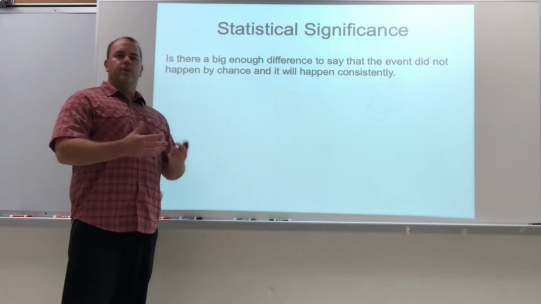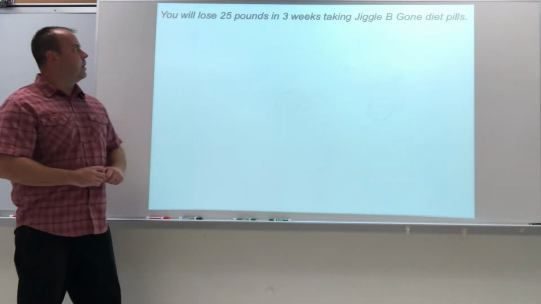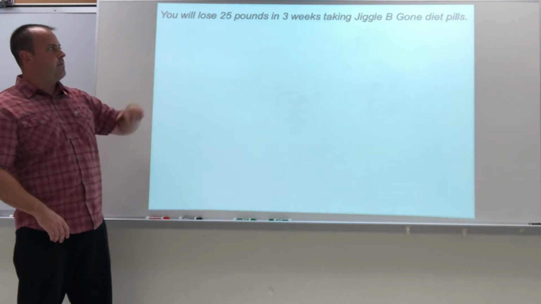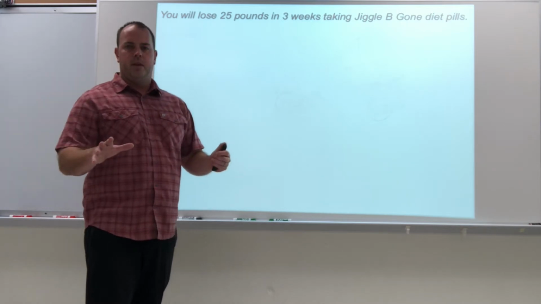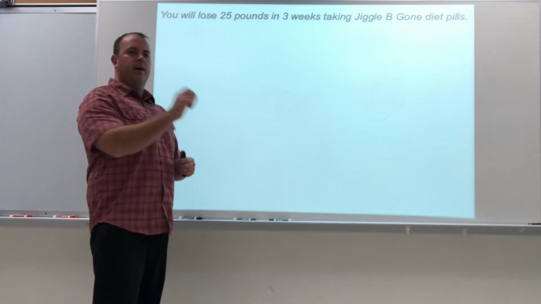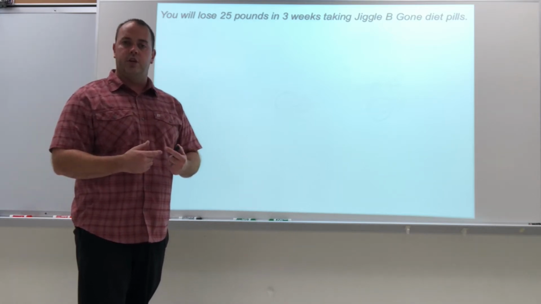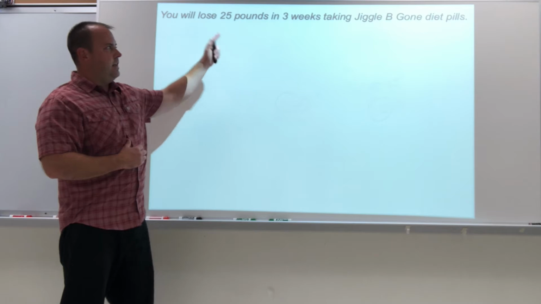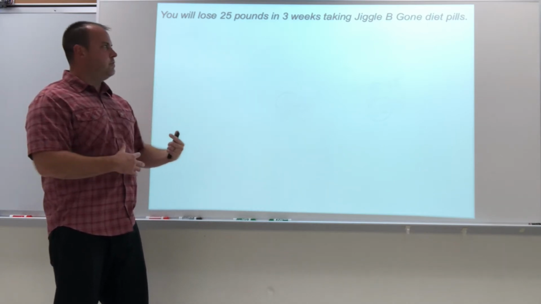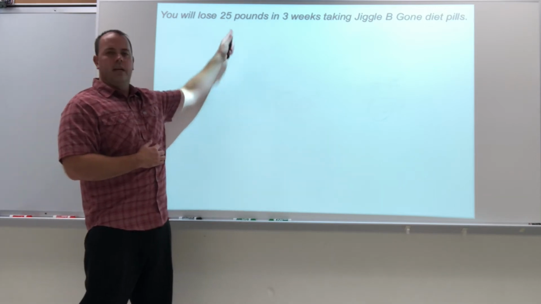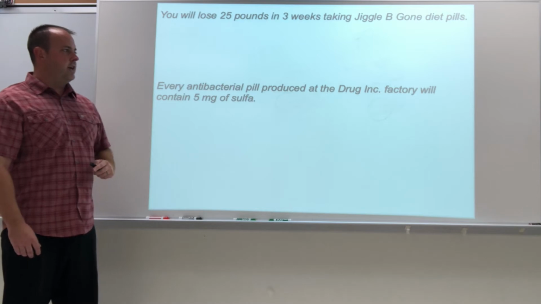Now, the first step in writing these hypothesis tests is coming up with our statements. So things like, you will lose 25 pounds in 3 weeks taking glucagon diet pills. There's the claim. If we were running a test, we would have to write out two scientific statements, and those two statements are what we would be judging. So we write out our two statements, then we take a sample, run the experiment, and judge whether this is true or not. Every antibacterial pill produced by a drug Inc.